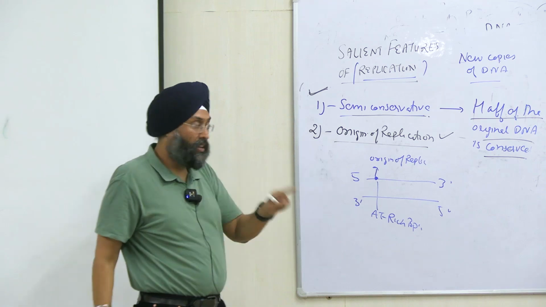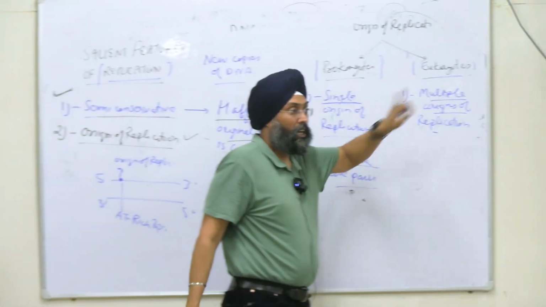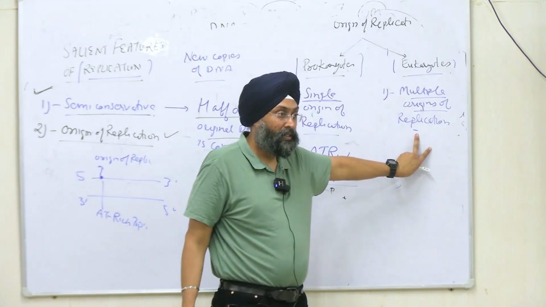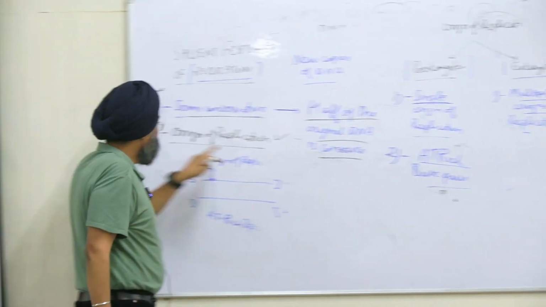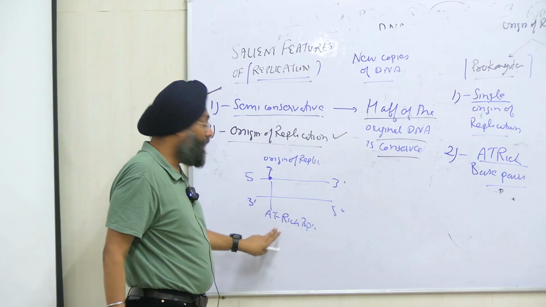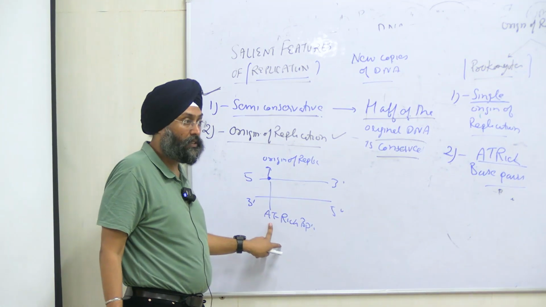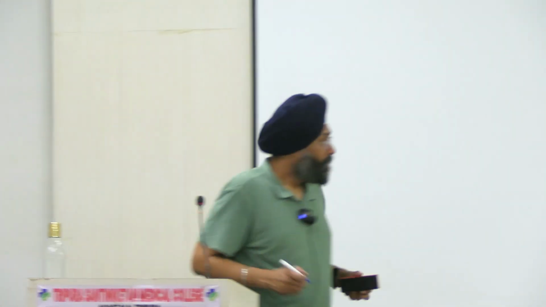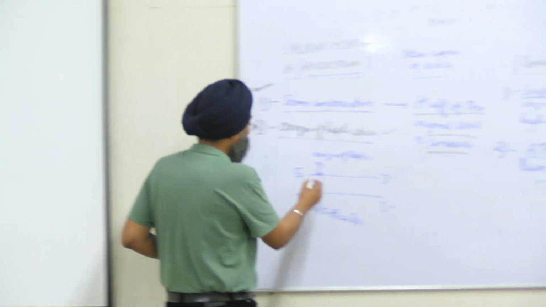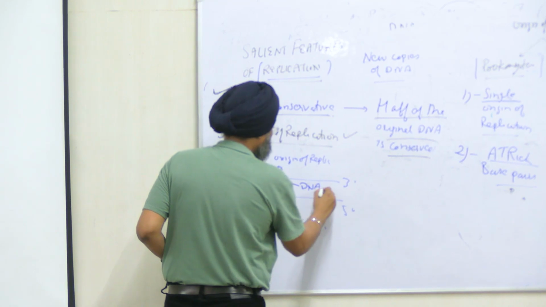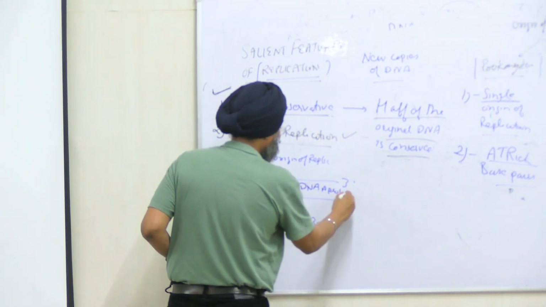Origin of replication has some differences between prokaryotes and eukaryotes. In prokaryotes, there is a single origin of replication. In eukaryotes, there are multiple regions of replication, right? And the point of origin of replication is highly rich in adenine and thymine base pairs. At that point, the replication starts. And moreover, at the point of origin of replication, there is a DnaA protein.